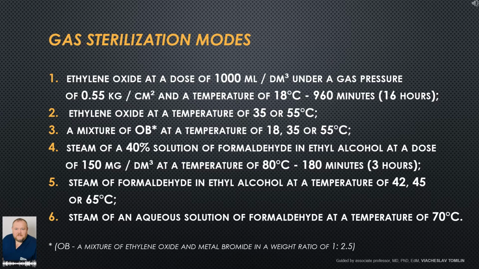4. Steam of a 40% solution of formaldehyde in ethyl alcohol at a dose of 150 mg per cubic decimeter at a temperature of 80 degrees Celsius, 180 minutes, 3 hours. 5. Steam of formaldehyde in ethyl alcohol at a temperature of 42, 45 or 65 degrees Celsius. 6. Steam of an aqueous solution of formaldehyde at a temperature of 70 degrees Celsius. Note: a mixture of ethylene oxide and methyl bromide in a weight ratio of 1:2.5.